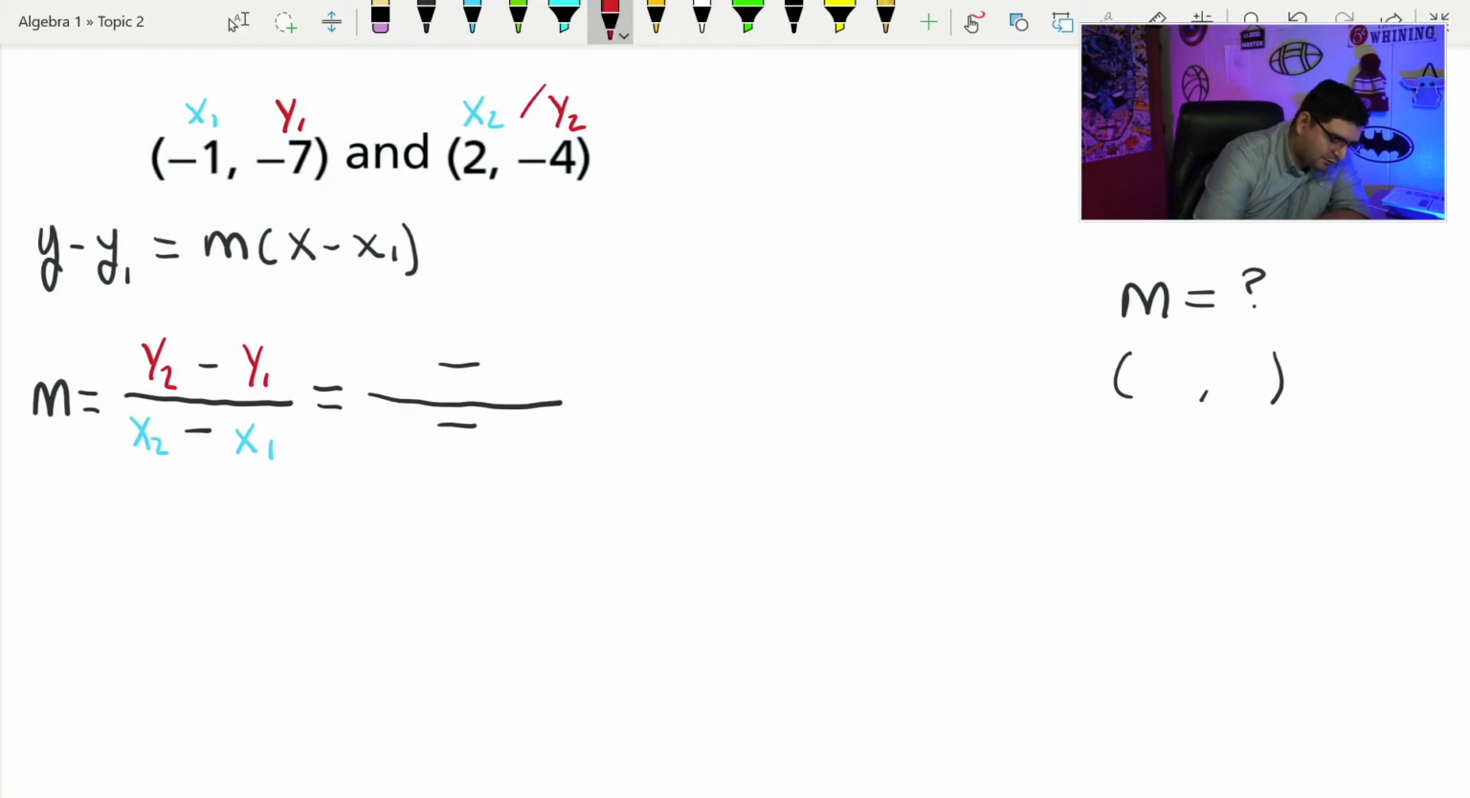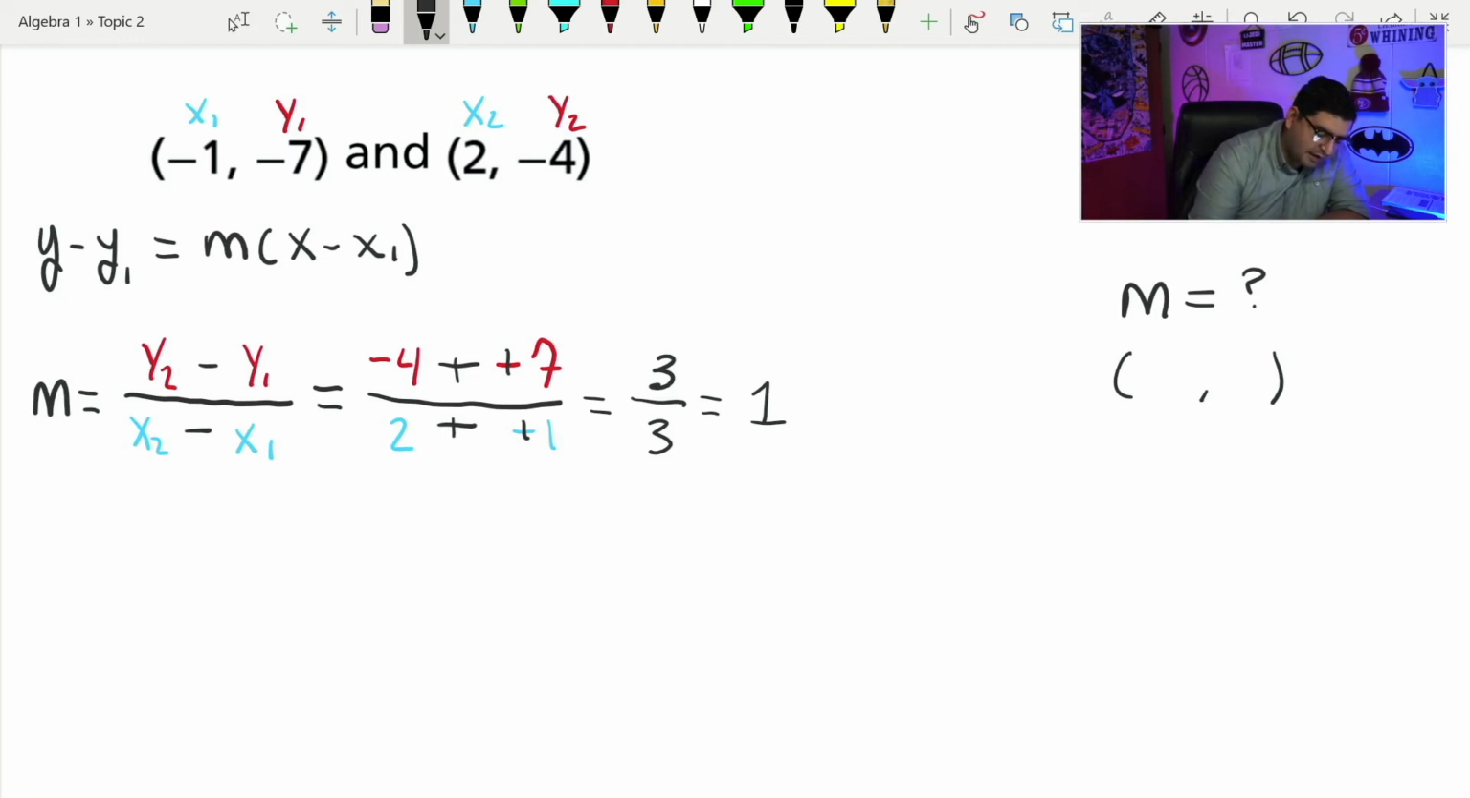Up above, y2 I see is negative 4 minus a negative 7. That's an interesting sight right there. Double negatives. Be careful. On the bottom I'll have x2, which is 2, minus x1, which is negative 1. So now, understanding that a negative minus negative is actually a positive, these turn into additions. So now I have negative 4 plus 7, which would give me 3. And 2 plus 1, which would also be 3. And 3 divided by 3 is nothing other than 1.